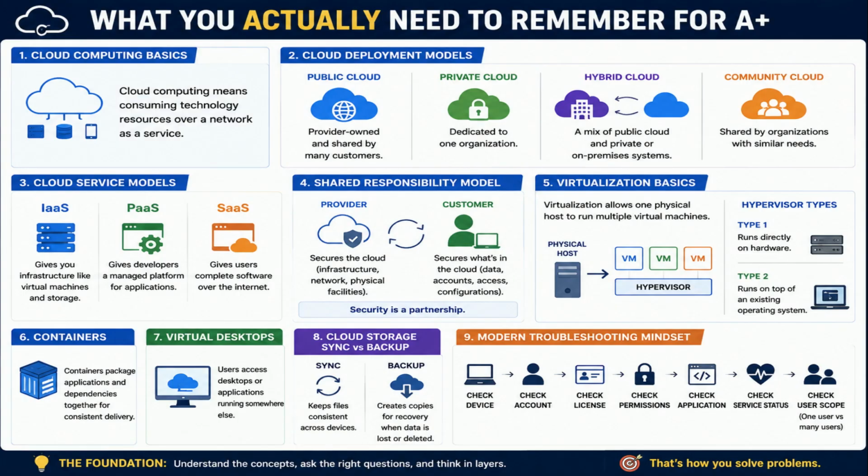IaaS gives you infrastructure like virtual machines and storage. PaaS gives developers a managed platform for applications. SaaS gives users complete software over the internet. Shared responsibility means both the provider and customer have security and management duties. Virtualization allows one physical host to run multiple VMs. A hypervisor creates and manages virtual machines. Type 1 hypervisors run directly on hardware. Type 2 hypervisors run on top of an existing operating system.